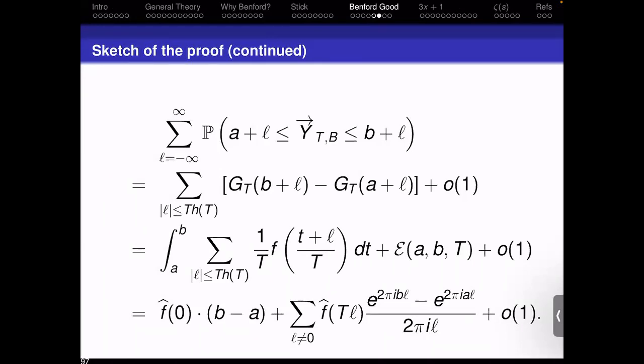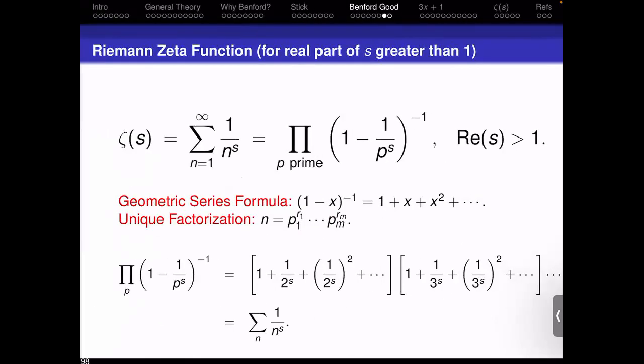Because of the decay, that's not a problem. And then the main contribution is when L equals 0, and that's just going to give us f hat of 0 times b minus a. And your f hat is going to be 1, so this will just give us b minus a. So this will tell us that y is converging to being uniformly distributed mod 1, which then means that our process is Benford.